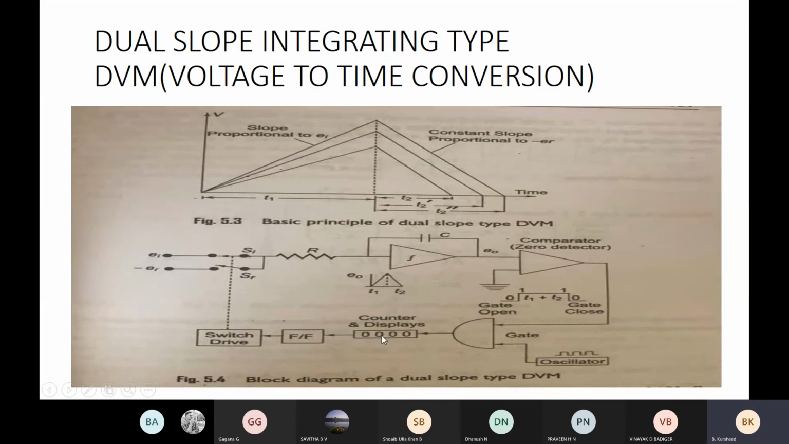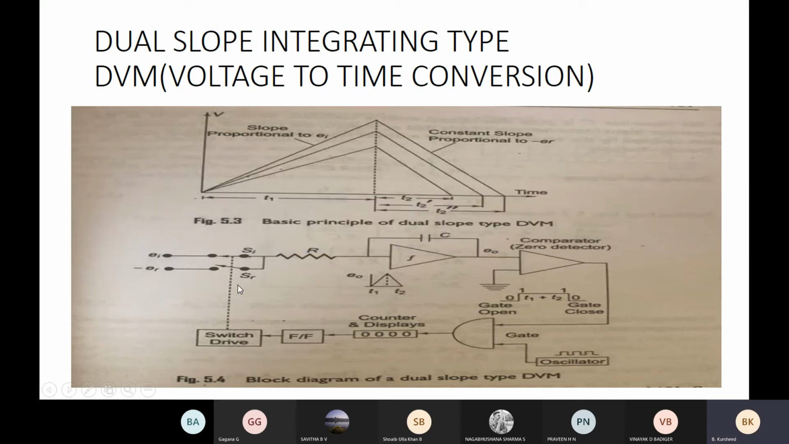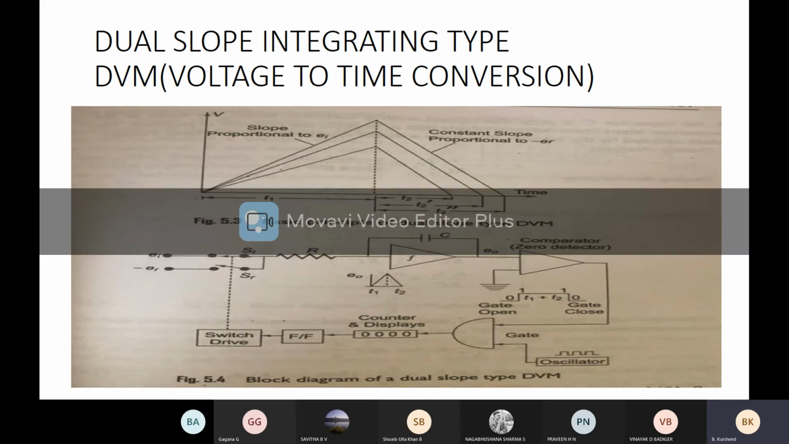It will go on counting 0, 1, 2, 3, 4, 5, 6 up to 9999. Once it becomes 9999 plus 1, what happens? 10,000. That 1 will make the flip-flop high. If this flip-flop is high, the switch will be triggered. If the switch is triggered, the switch will move towards the negative side, that is minus EI. If this is minus EI, what happens? The capacitor will start to discharge.